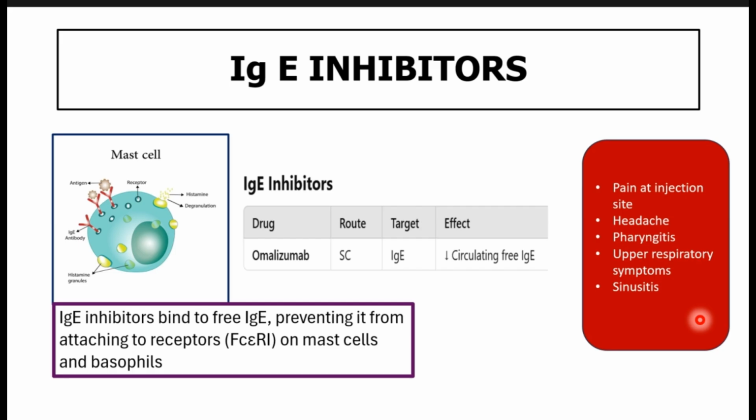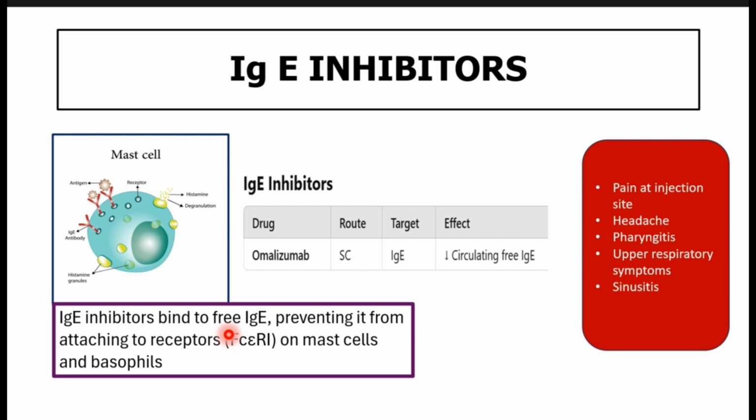Now, let's talk about some of the biologics. And first of all, we have the IgE inhibitors. We know that IgE is responsible for binding with the allergen and also it binds on the surface of your mast cells. So, if you can introduce some IgE inhibitor, in this case, we have omalizumab. Now, this is given subcutaneously. Okay, so it binds to the free IgE and prevents the IgE from binding to the receptors which are present on the mast cells and basophils. These receptors are Fc epsilon RI. So it prevents the IgE from binding with these receptors and therefore it brings down the inflammatory response.